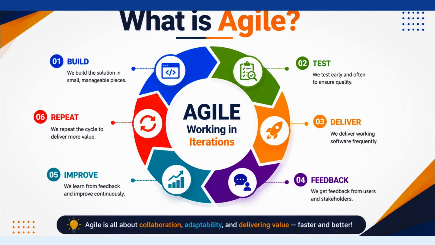So what is Agile? Agile is an iterative software development methodology. Instead of building the complete application at once, developers build small features, testers test them, and customers provide feedback. Improvements are made and the cycle repeats. This helps deliver better quality software, and faster.